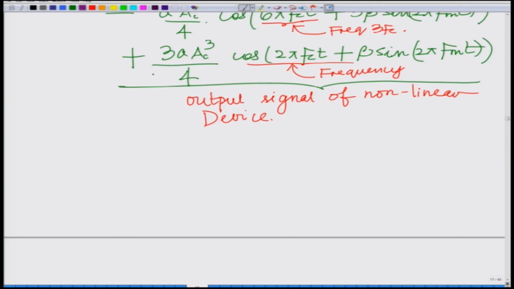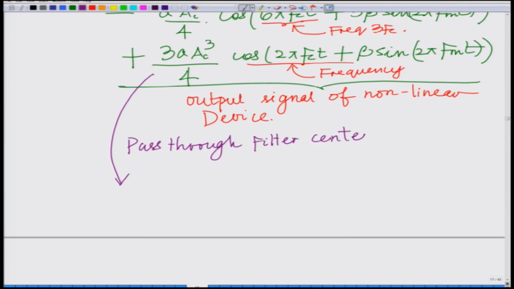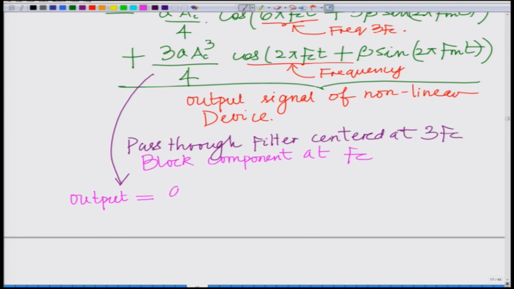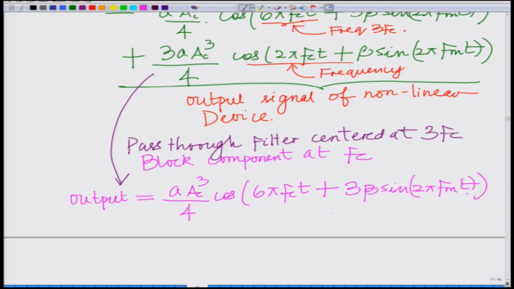So, pass this through a filter centered at 3 Fc and block the signal component at Fc, and therefore the net output will be A_c cubed divided by 4 cosine(6 pi Fc t plus 3 beta sine 2 pi Fm t). Okay.